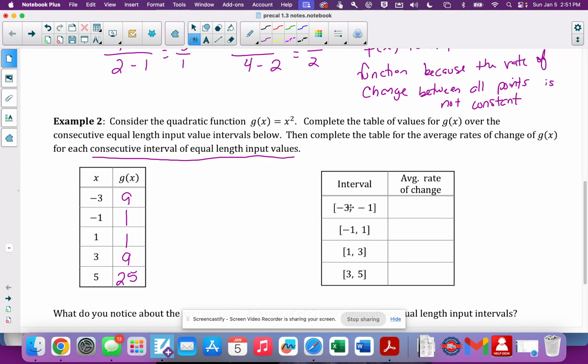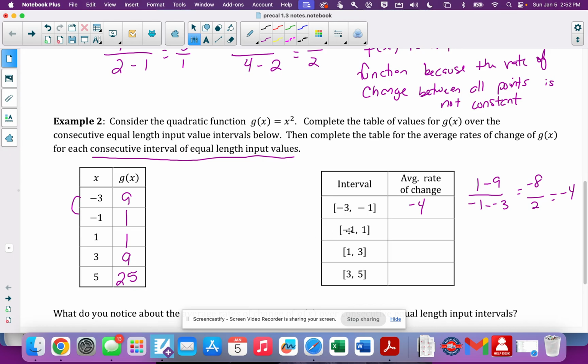Okay, so do this the easy way from negative 3 to negative 1. So I'm just going to set it up over here. So that's negative 1 minus negative, nope, having a moment. Y is on top, not x is on top. Try that again. All right, so 1 minus 9 over negative 1 minus negative 3. Okay, so 1 minus 9 is negative 8, and negative 1 minus negative 3 is 2, so that average rate of change is negative 4.